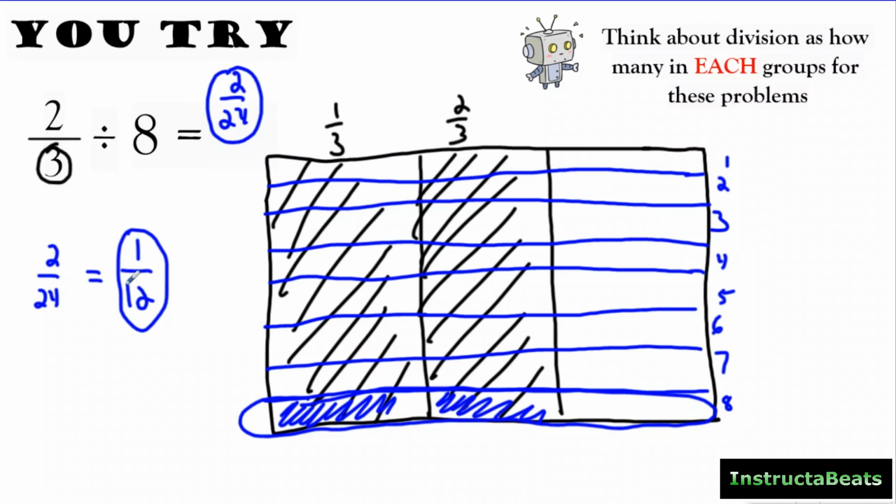If you've got this down and you want to check out a shortcut, a more efficient way of doing it that's not really conceptual, it's kind of a trick, you can check out our Keep Change Flip video. We have a Keep Change Flip song, which is awesome. And we also have a dividing using common denominators video. We would love for you to check those out if you want a little bit quicker way to do these problems.